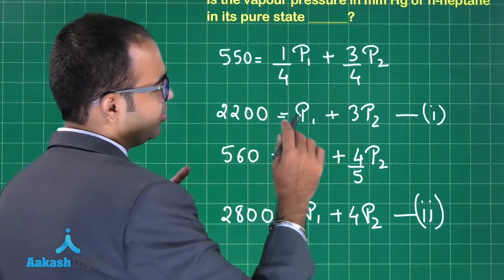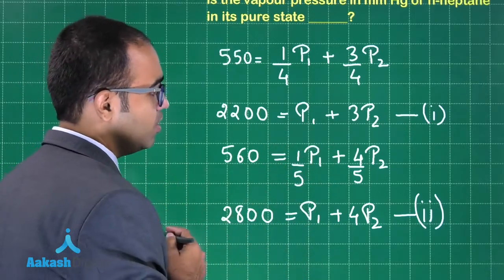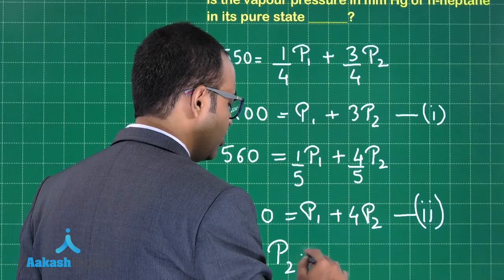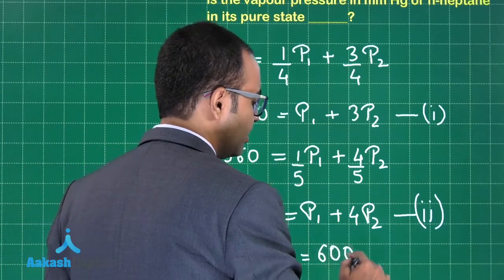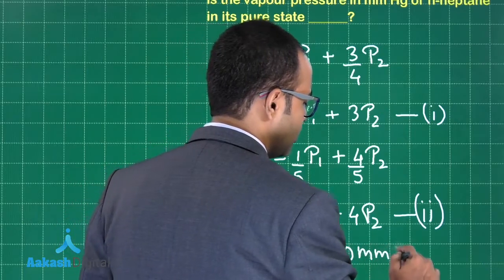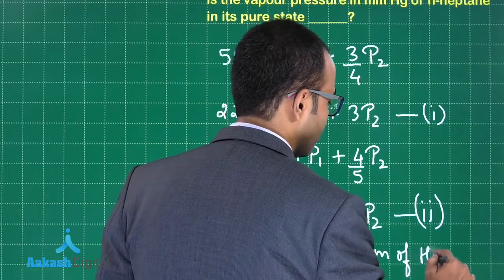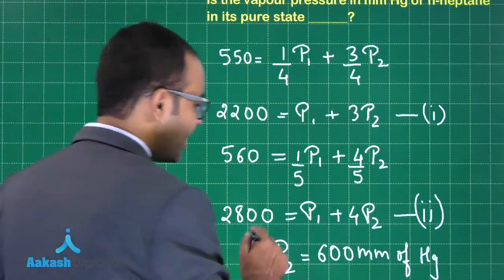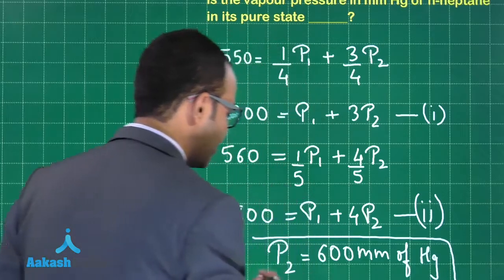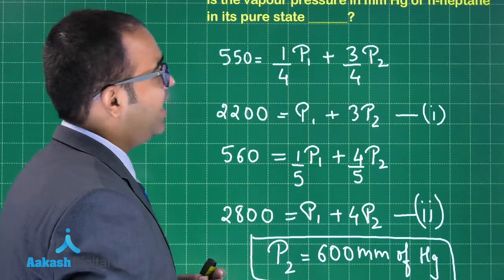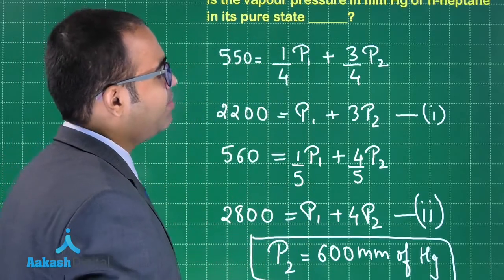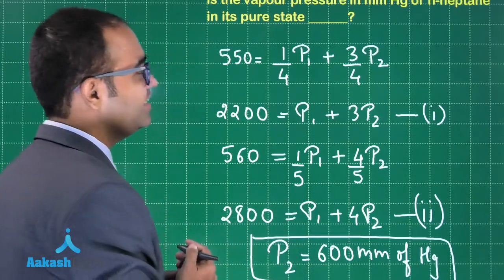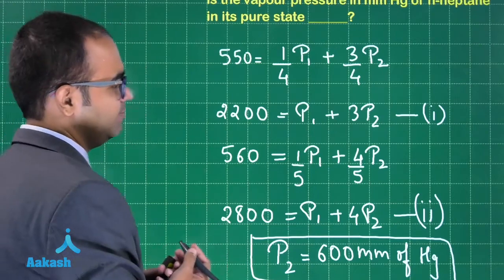So if we solve equations 1 and 2, what will we get? We will get P2 equal to 600 mm of Hg. That is our answer, guys, because we had to calculate for heptane, and P2 is the vapor pressure of heptane, as I have already told you all. So the answer is 600 mm of Hg.